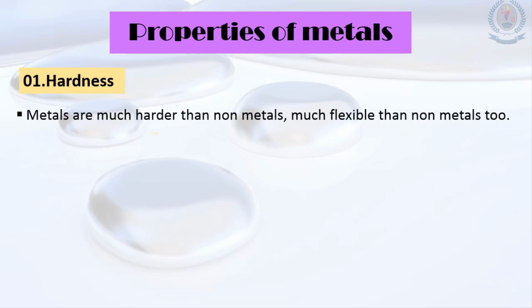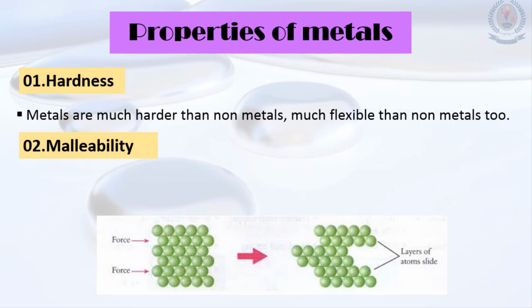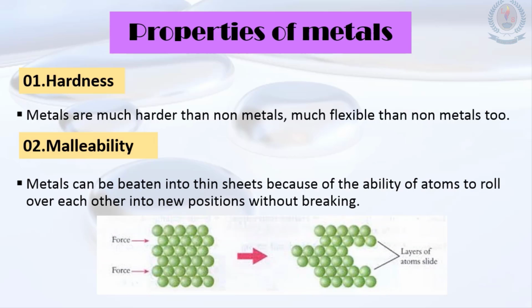Okay. And our next property is malleability. What is the meaning of malleability? That means when we apply a force, the atoms which make up the metal slightly move aside. That means a metal can be beaten into a thin sheet because of the ability of atoms to roll over each other into new positions without breaking.